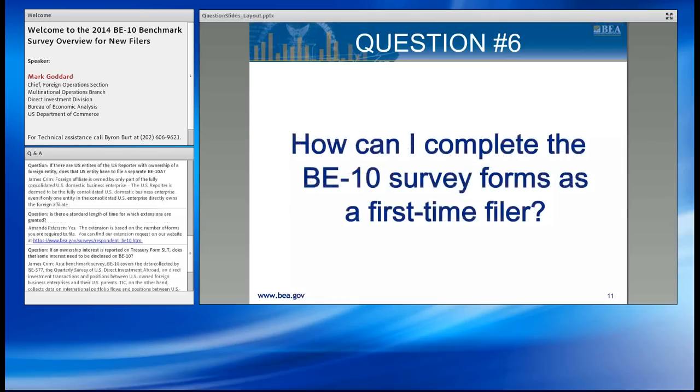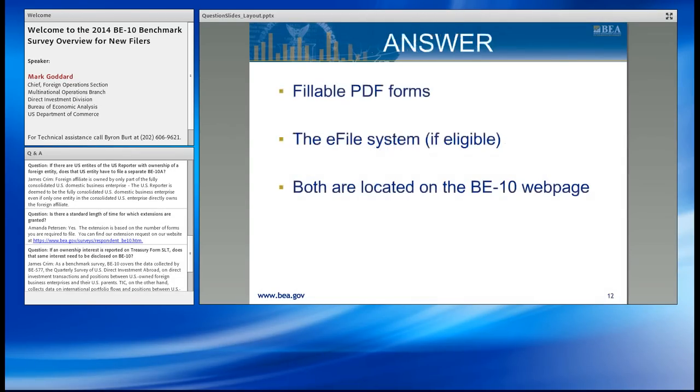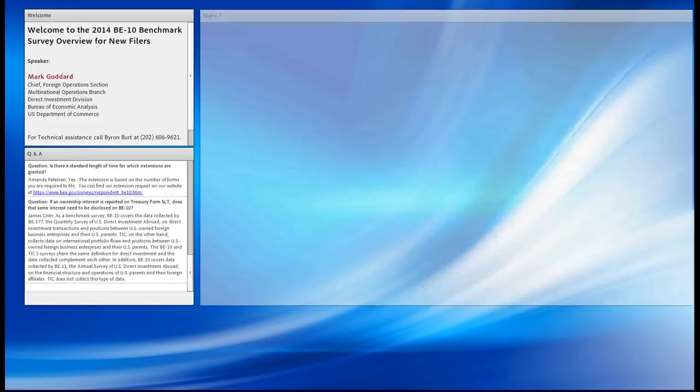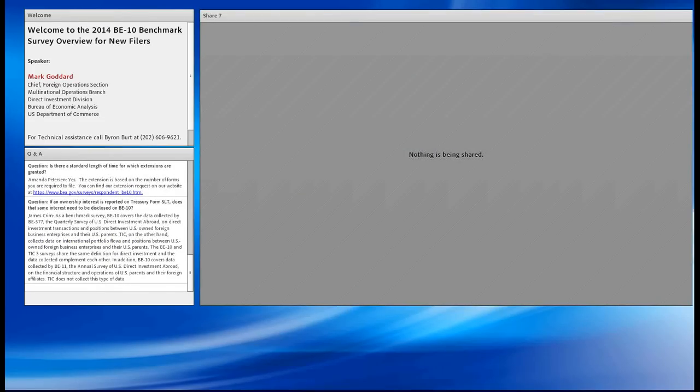How can I complete the BE10 survey forms as a first-time filer? The BE10 survey forms can be completed using the fillable PDF forms or by using the eFile system, if eligible, which are both located on the BE10 webpage. I now want to go back to the BE10 webpage, New Filers section.